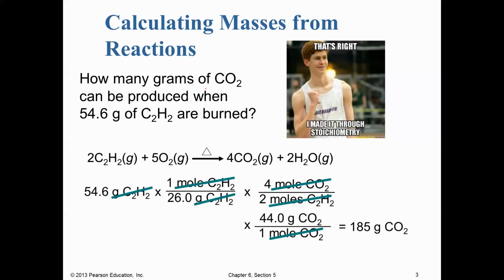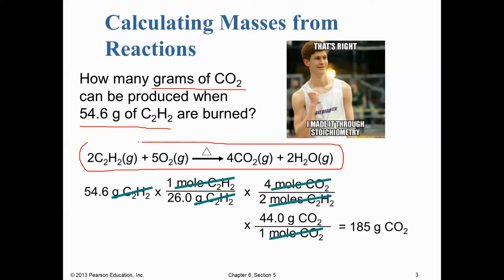So our question is, how many grams of CO2 can be produced when 54.6 grams of acetylene, that is acetylene right there, are burned? And so we have a balanced equation right here, and again on a quiz or exam, I'm probably going to be mean and give you unbalanced equations, so make sure you double check that. But we're going to take our 54.6 grams of acetylene, and we're going to use our molar mass in order to convert that into moles. So where does our molar mass come from? Well, that's from our periodic table. We talked about that before.